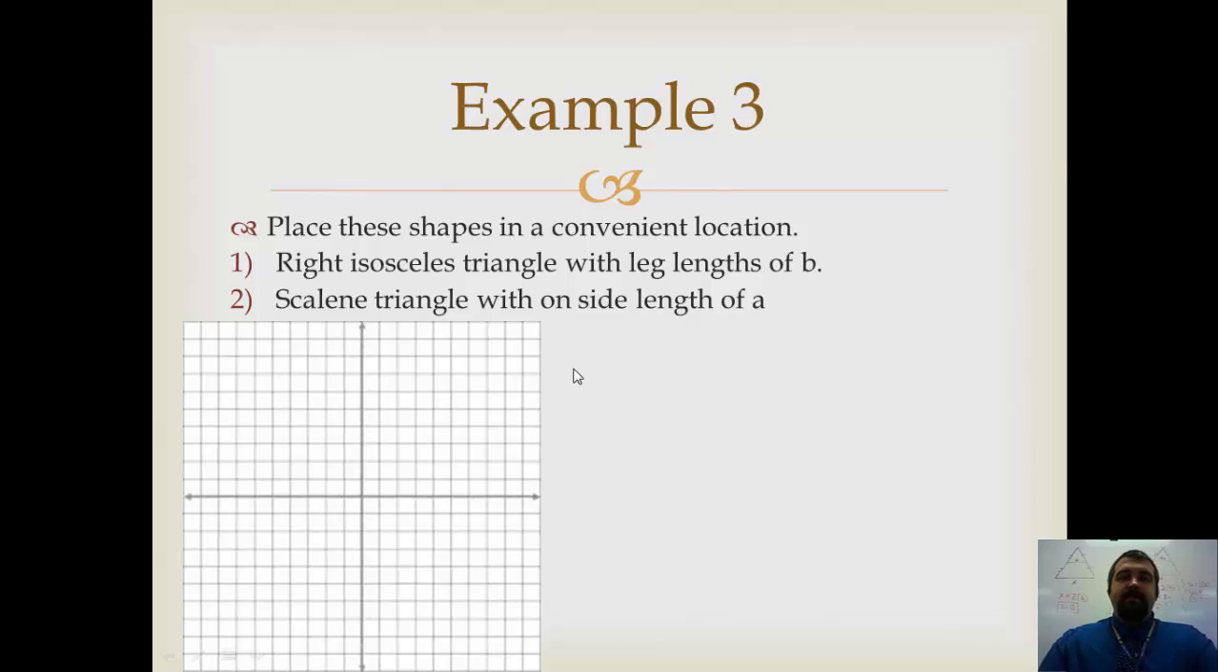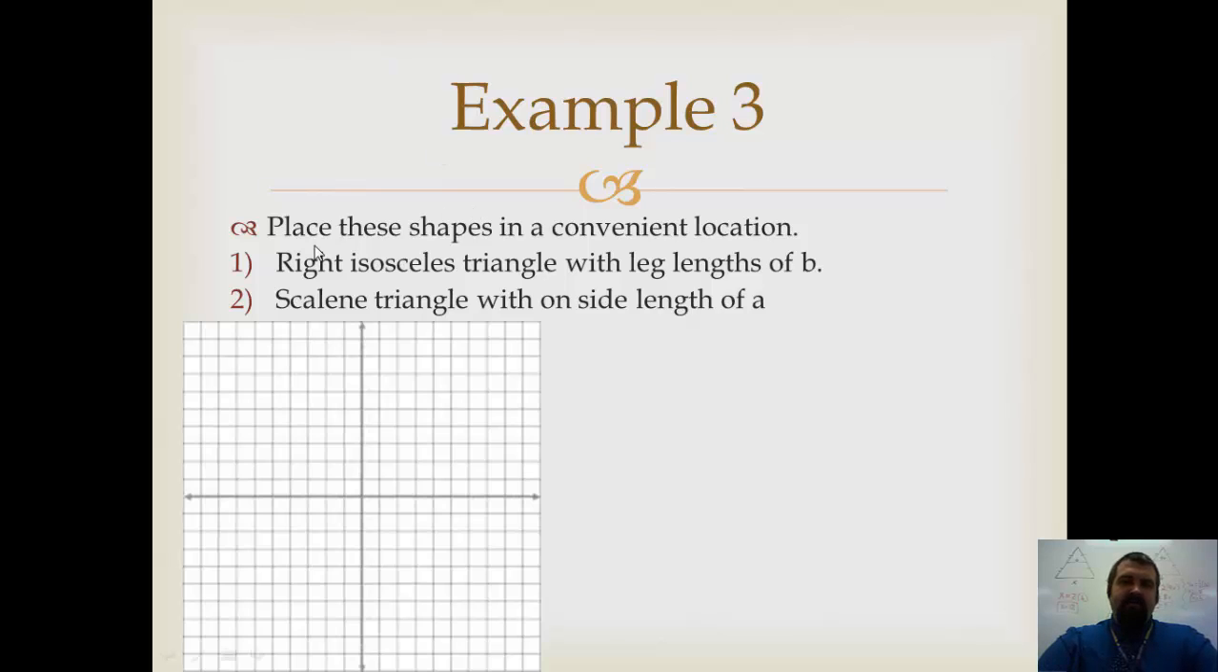Alright, so let's just try this. Example 3. Place these shapes in a convenient location. A right isosceles triangle with leg lengths of B, and a scalene triangle with one side length of A. Sorry, I messed that up a little bit. Alright, so, right isosceles triangle.